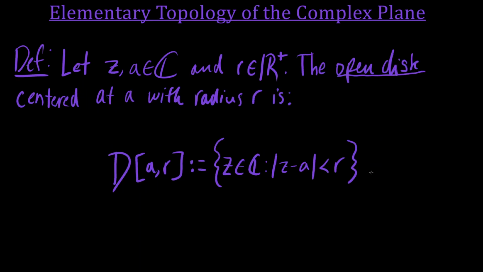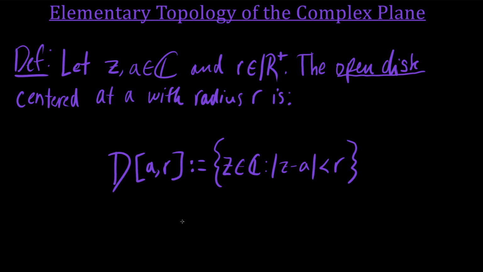Okay, now let's move on to our next definition. Let z and a be complex numbers and r be a positive real number. The open disk centered at a with radius r is defined to be the set of complex numbers z such that the modulus of z minus a is strictly less than r. Now, what exactly is this set trying to describe? Well, notice that it looks almost exactly the same as the circle definition, except we have a strictly less than rather than an equal to. And so what this is saying is, well, it's all the complex numbers z that are within distance r of a.